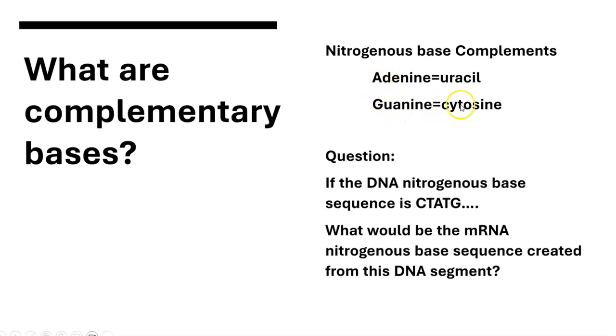There's no change with the guanine and the cytosine. So it says if the DNA nitrogenous base sequence is CTATG, what would be the messenger RNA base sequence created from this DNA sequence? So we want to create a messenger RNA sequence. So if there's a cytosine on one side, the RNA polymerase would place a guanine right across from it.